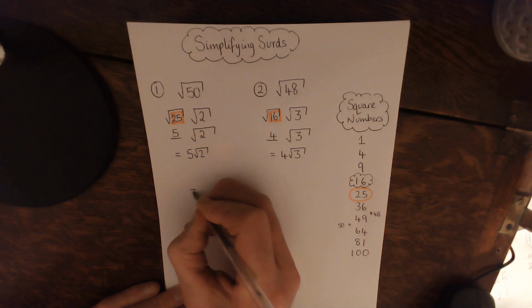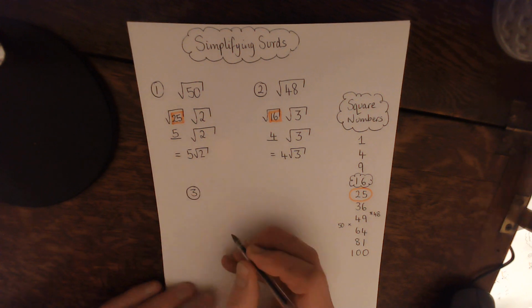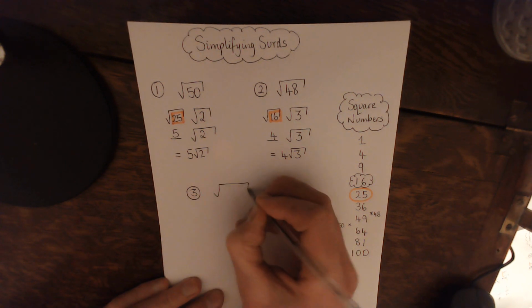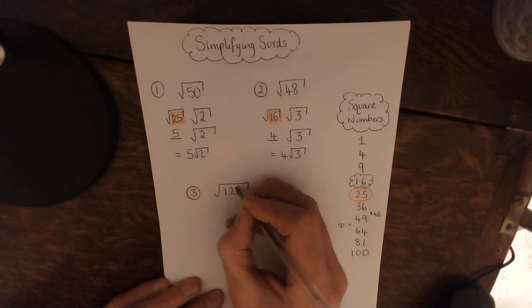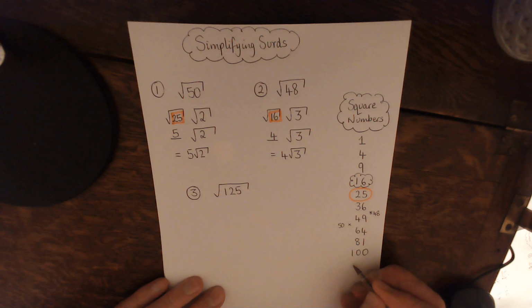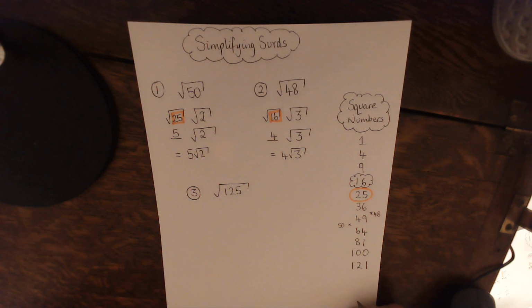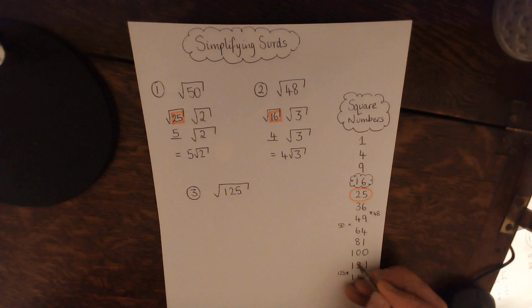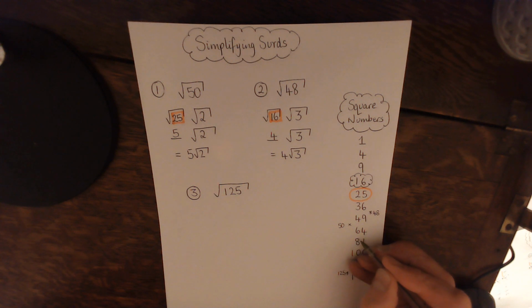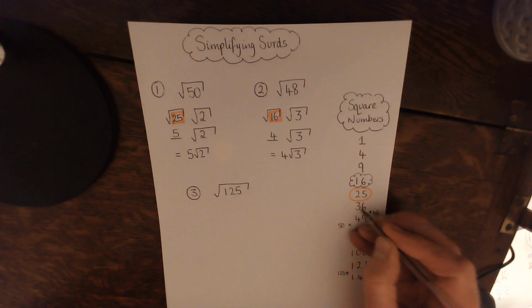How about question 3? Last one for this video. What about the square root of 125? Well, 125, I need to add an extra square number underneath my 100. 121's not big enough. My next one is 144. My 125 is coming in round about here, and then I work back gradually, and here we go again.